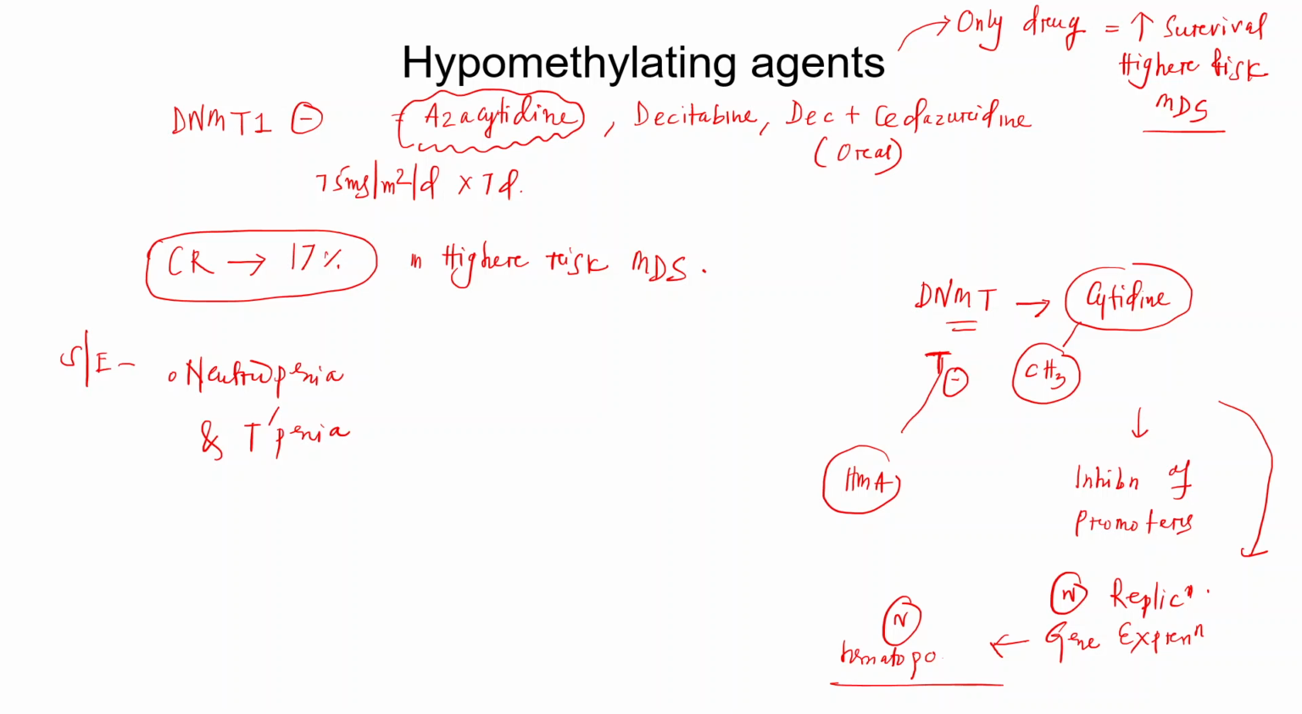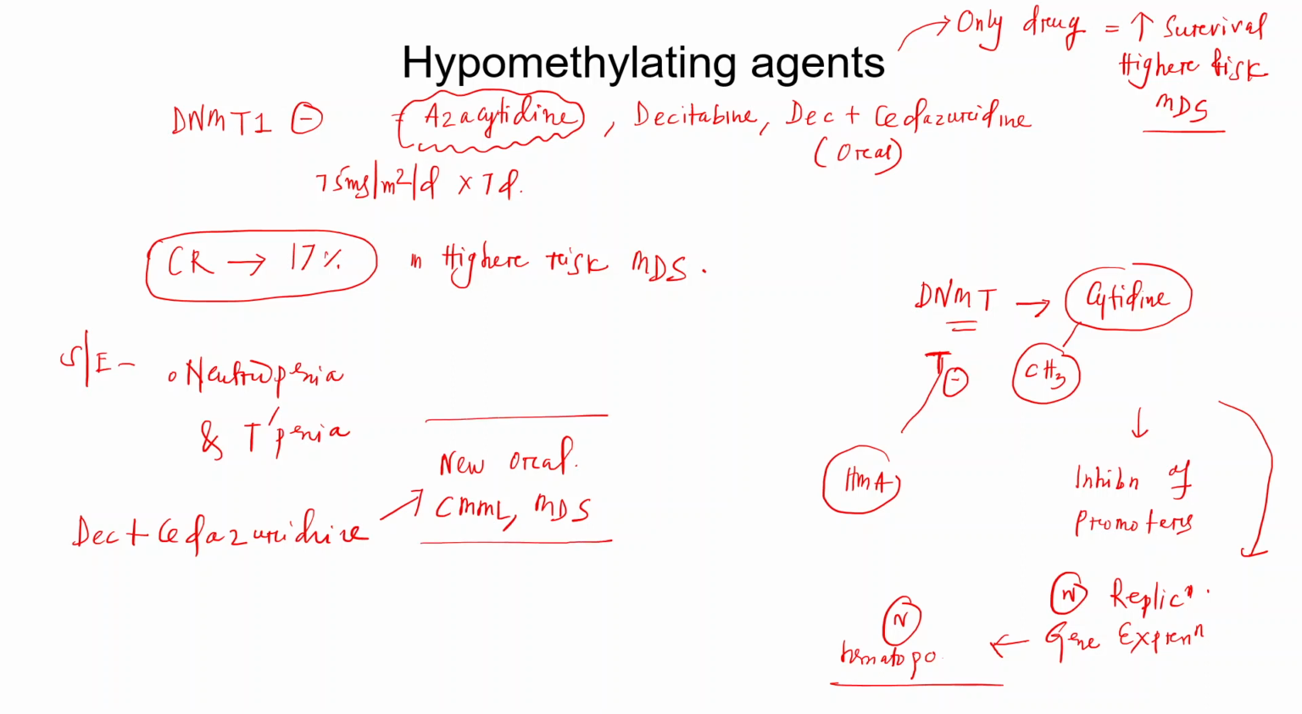Okay. And the latest drug that I told you about, decitabine plus cedazuridine. This is a newer oral drug that is FDA approved for CMML and MDS in the intermediate 1, intermediate 2, and high risk groups. Okay. So MDS intermediate 1, intermediate 2, and high risk groups. It is not approved for lower risk group patients. Okay, so this is the newer drug.